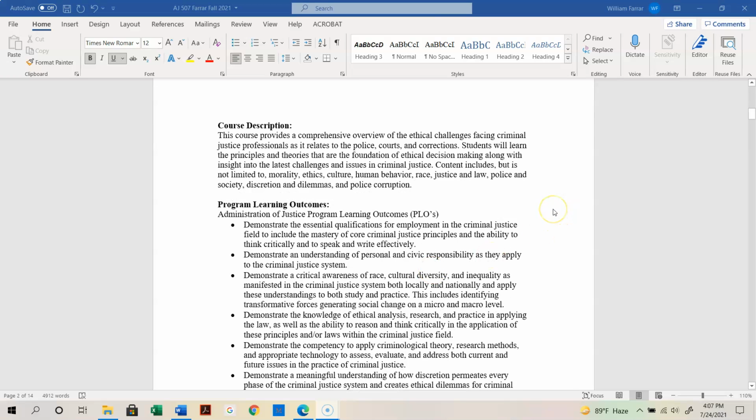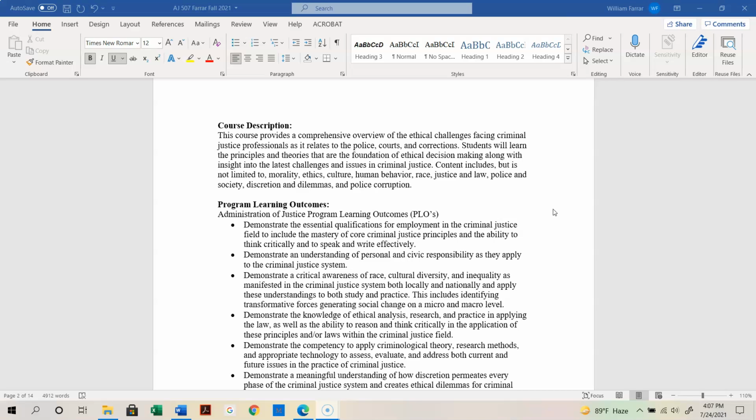So this actually is our first semester teaching this class. So what is it, right? The title, Ethics in Criminal Justice. Well, I'll expound just a little bit really quick. This course provides a very comprehensive overview of the ethical challenges facing criminal justice professionals as it relates not just to local law enforcement, but federal law enforcement, the courts, and corrections. Okay, and the courts could be the judges or the attorneys, etc., right? So there's a pretty broad umbrella here.